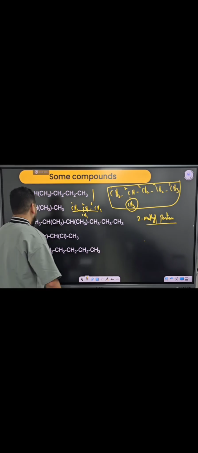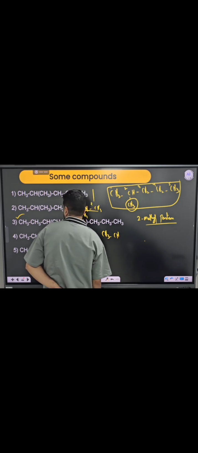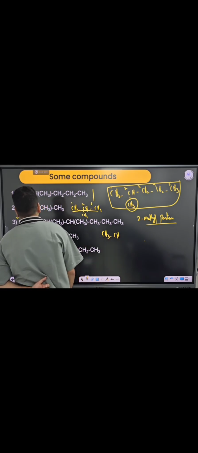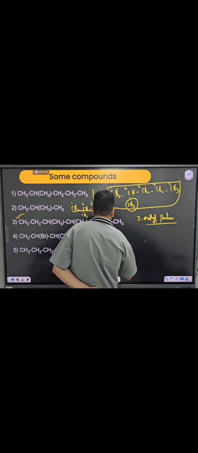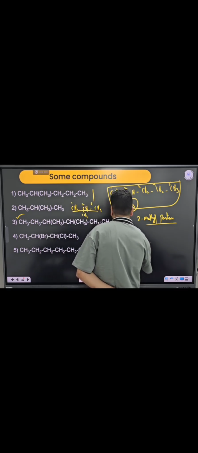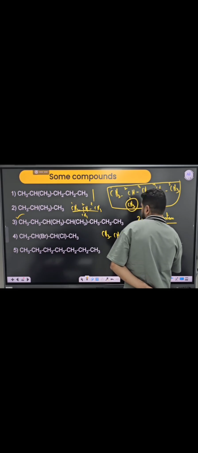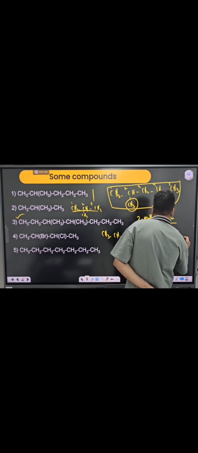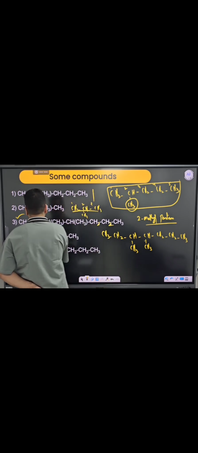Try to find out. See, it is this way: CH3 single bond CH2, CH2, then it will be CH with CH3. Then it will be CH with CH3. Then it will be CH2 single bond CH2. Then CH3, right? These are 2, 2, guys, right? 2, 2, and this one is also 2, right?